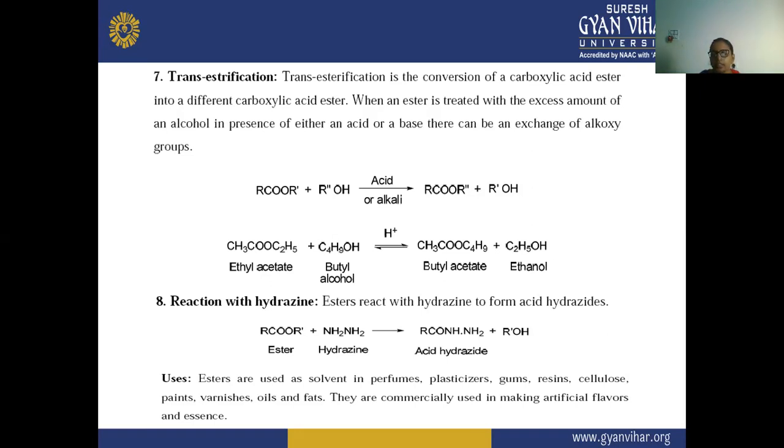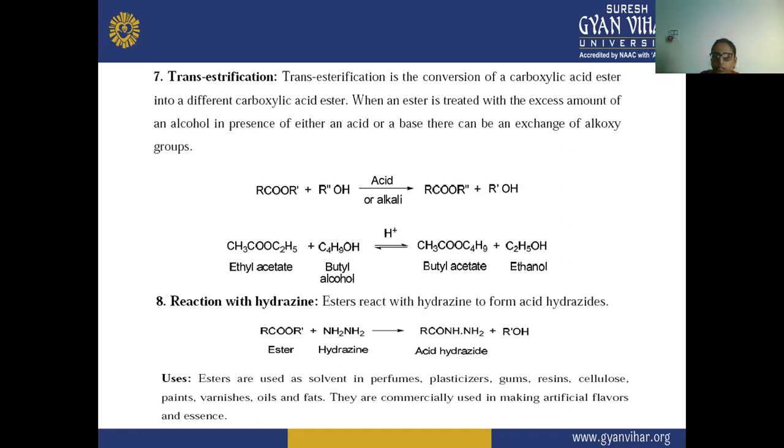So here you can see the ethyl acetate is reacted with this butyl alcohol, and there is a formation of this butyl acetate plus ethanol. So in this, the ethyl acetate is reacted with this butyl alcohol, and there is a transexchange of the alkoxy group. So here the butyl replaces the ethyl of the ethyl acetate, and there is a formation of butyl acetate in the presence of acid or an alkali, and ethanol is also formed here.